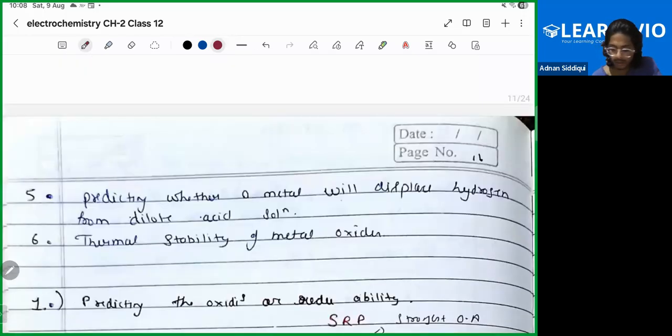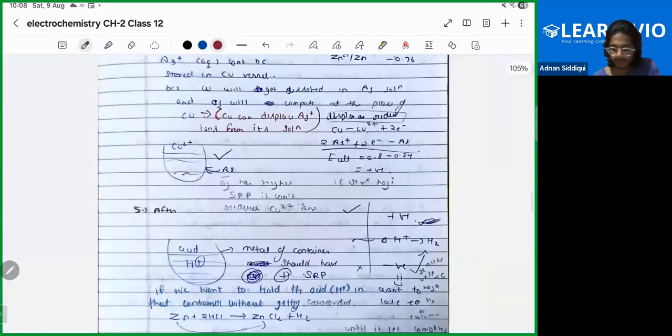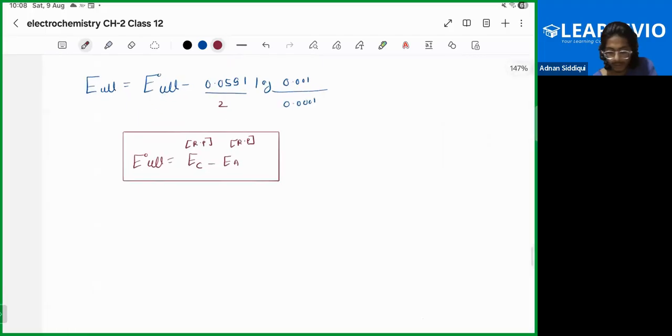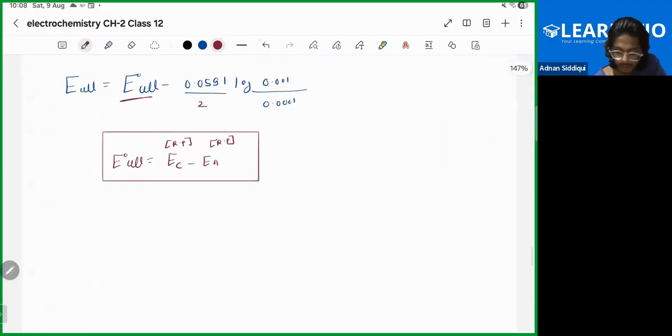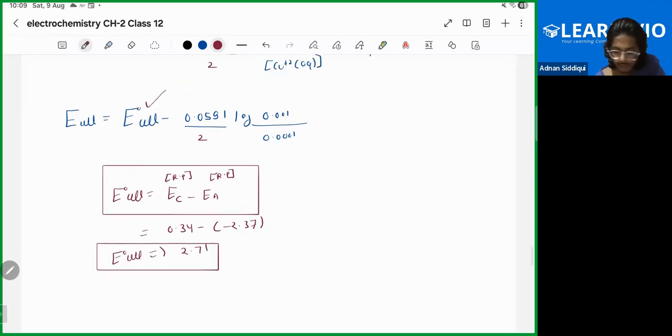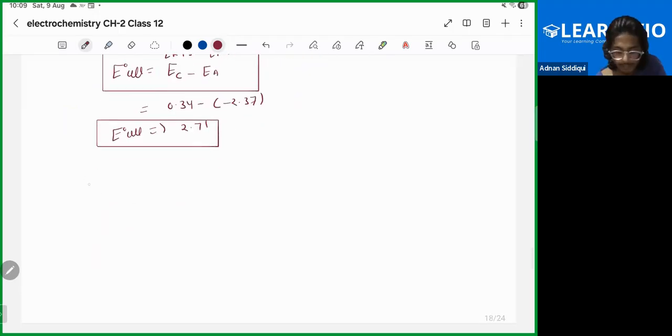From this data, you can calculate the E naught cell as well. At the standard temperature and pressure, standard condition, you can calculate the E naught cell. So what we have, E cathode 0.34 minus minus 2.37. After solving this, what you're going to get? 2.71. So now you have E naught cell as well. Now you have to do the maths and you will get your E cell value as well.